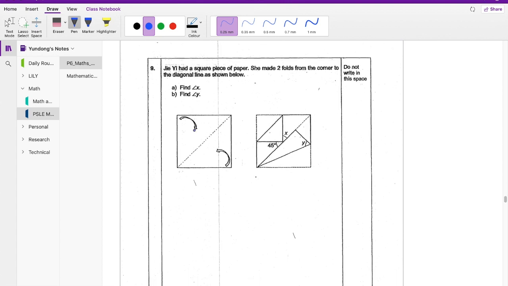Question 9. Jie has a square piece of paper. So this is a square of paper. Made 2 folds from the corner to the diagonal line as shown below. Find angle X and angle Y.